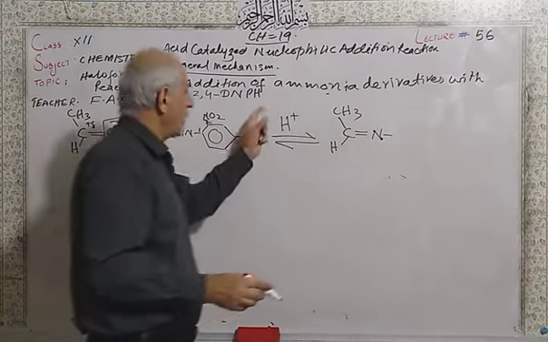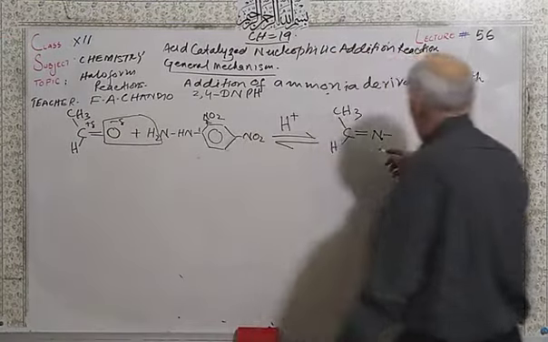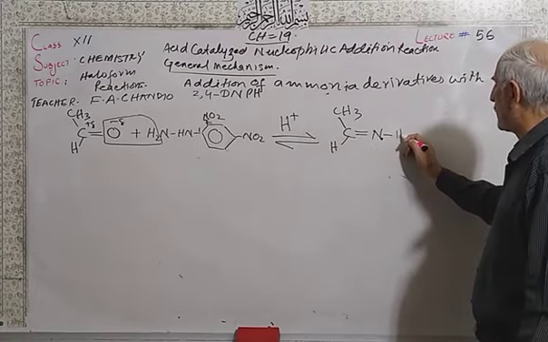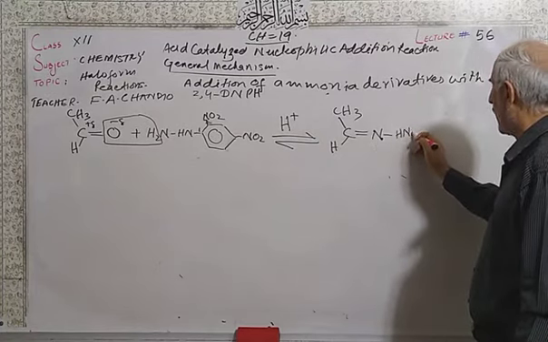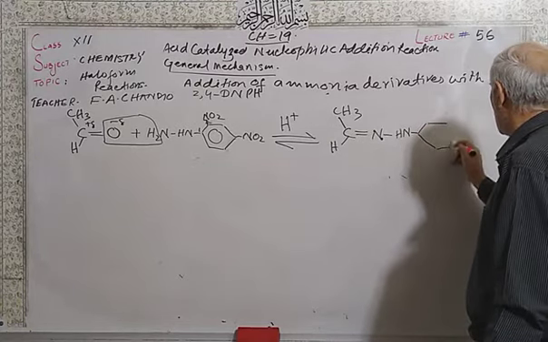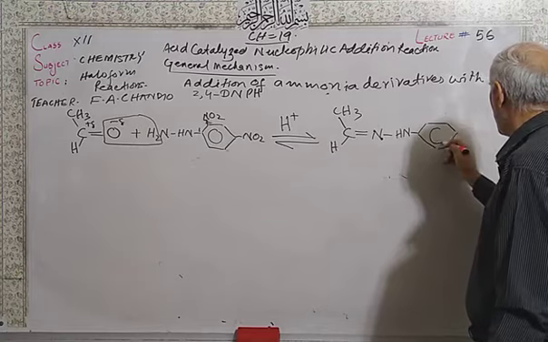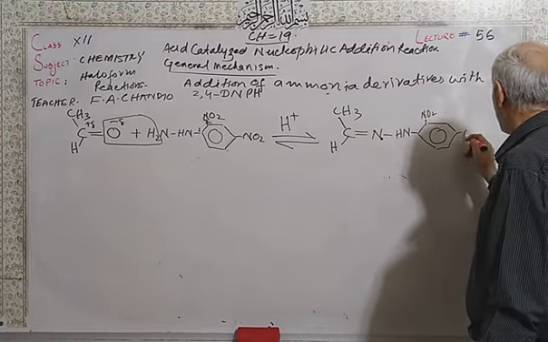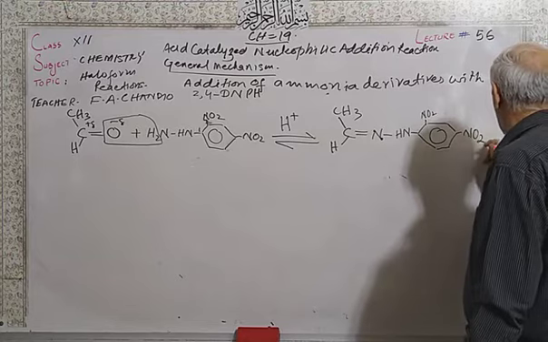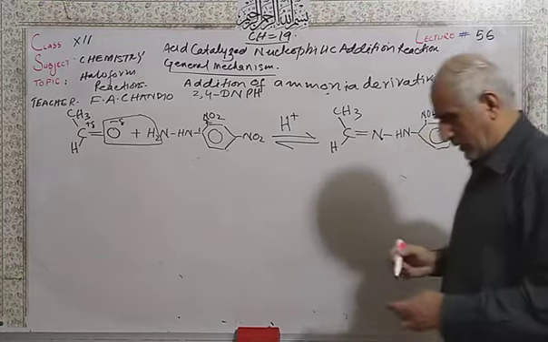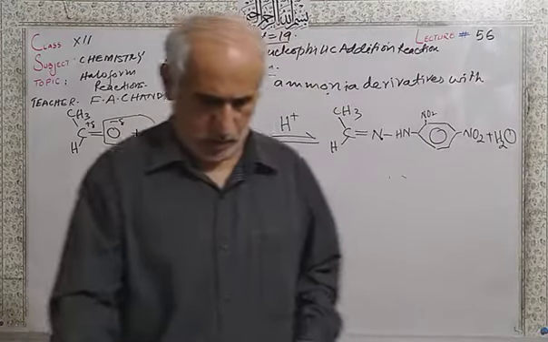I wrote this in the previous journal. This is the nitrogen now. Now write the group as it is, 2, 4, with removal of water. This is your answer.